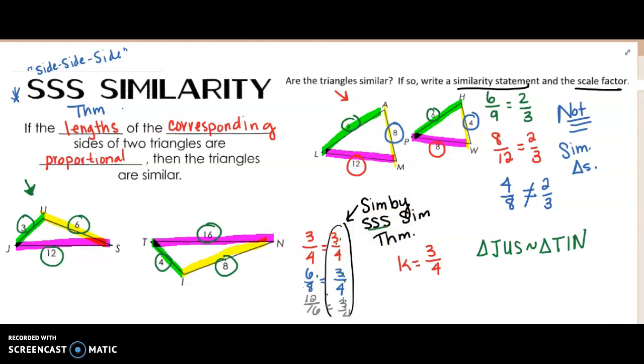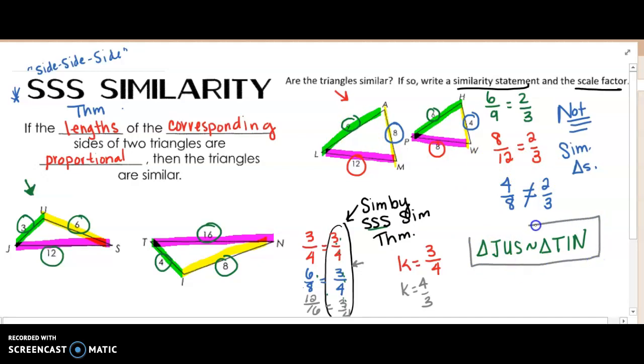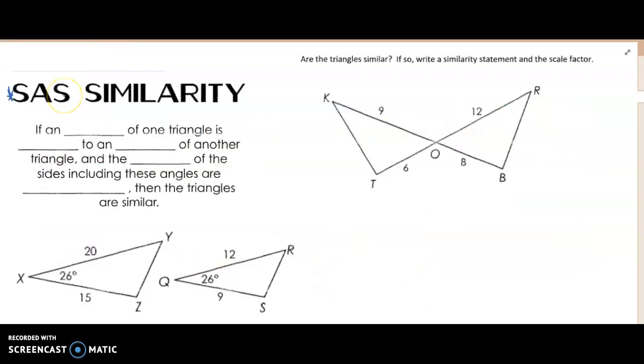Now my scale factor I've already figured out. My scale factor is 3/4. If you had a scale factor of 4/3, say you did it the other way, I would take that as well. And for my triangle similarity statement, I have triangle JUS is similar to TIN. Remember, if you have this order different, then this order would be different as well. It has to match.